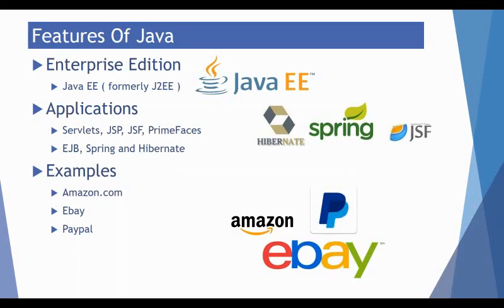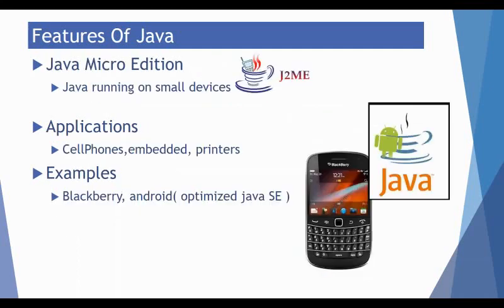So JSF, PrimeFaces, EJB, Spring and Hibernate. Some are used for creating front-end stuff. EJB is used for creating the distributed application, and Spring and Hibernate are used for creating the server-side as well as the desktop applications. And Spring, Hibernate, JSF and all will come under frameworks. Anyway, we will be discussing all these technologies and some of the websites that are built using Java.